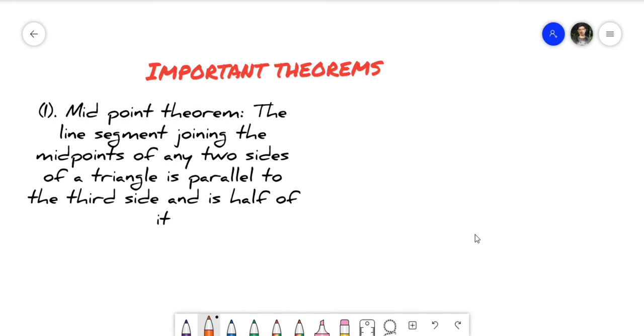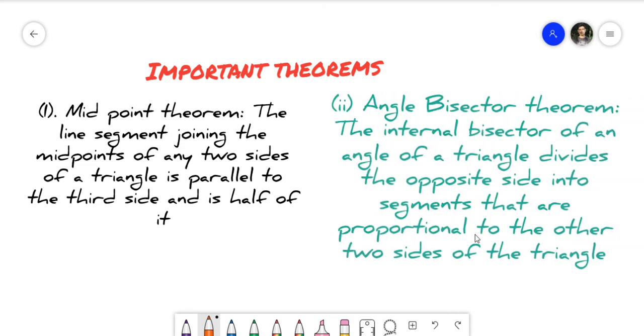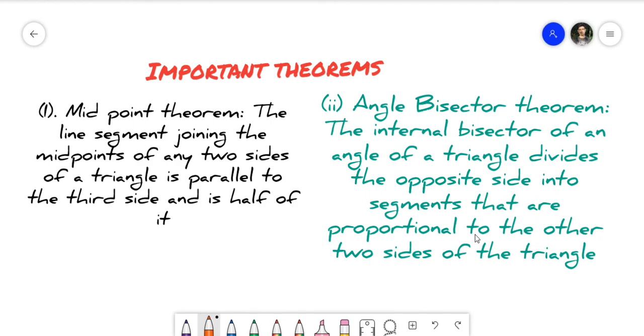नंबर 1 है जो मिड पॉइंट थ्योरम और दूसरा है जो एंगल बाइसेक्टर. मिड पॉइंट थ्योरम में क्या होता है, द लाइन सेगमेंट जॉइनिंग द मिड पॉइंट ऑफ एनी 2 साइड्स ऑफ ट्राइंगल इज पैरेलल टू द थर्ड साइड एंड हाफ ऑफ इट. ओके, मैं समझाऊंगा if it's possible. Number 2 कहता है एंगल बाइसेक्टर थ्योरम. द इंटरनल बाइसेक्टर ऑफ एन एंगल ऑफ ए ट्राइंगल डिवाइड्स द ऑपोजिट साइड्स ऑफ two segment that are proportional to the other 2 side of triangle. Okay, अगर नहीं समझ में आया तो मैं नंबर 1 ओके.